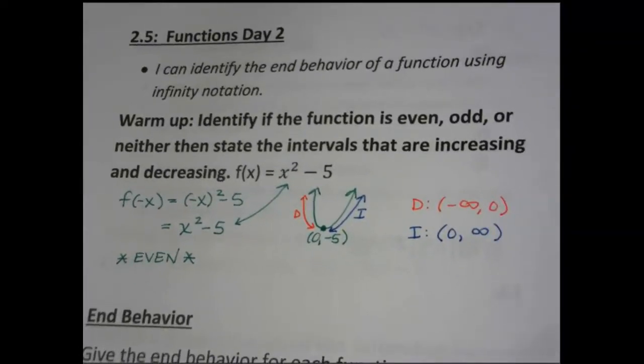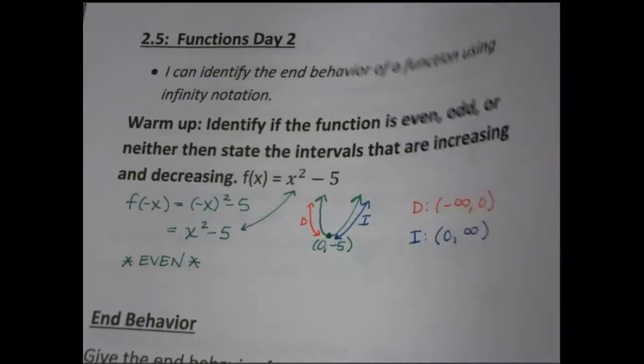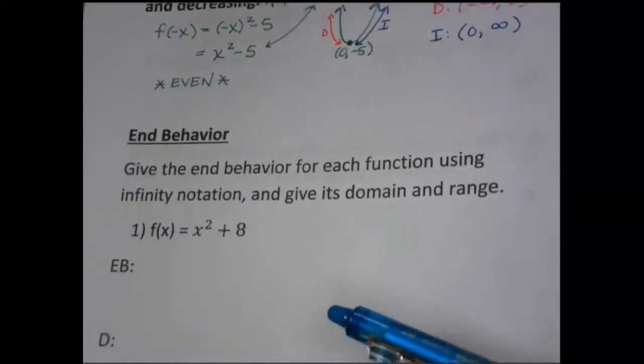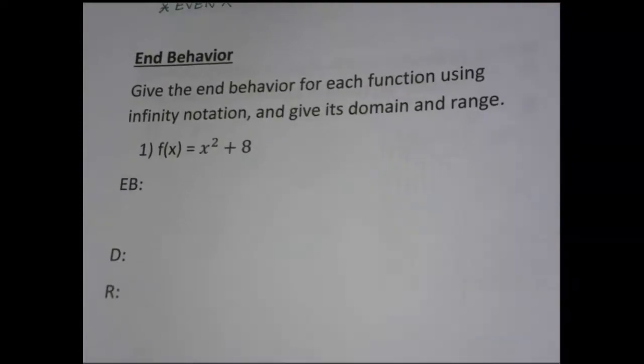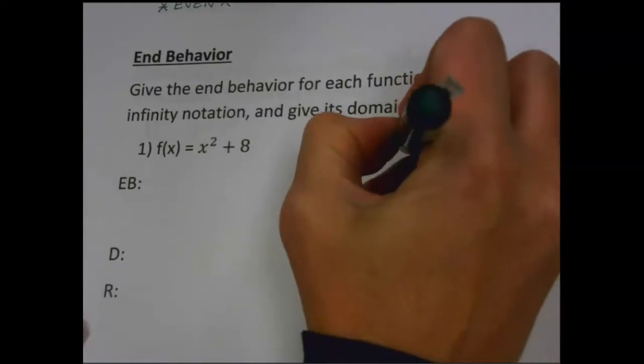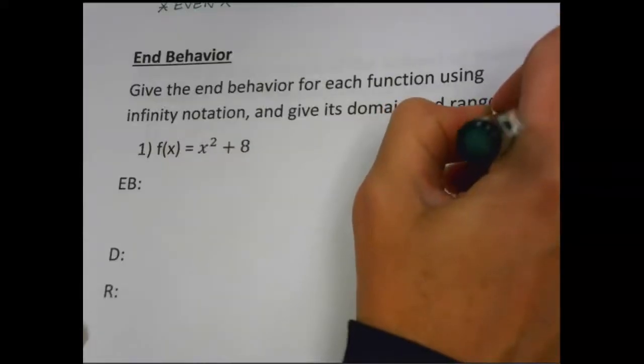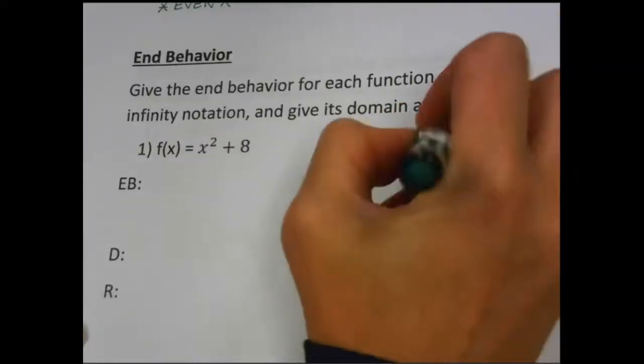So today we're going to add on to that. So we want to still be able to find if something's even, odd, neither, and where it's increasing and decreasing. But then we also want to talk about the end behavior. So when we are doing end behavior, we're going to write it in interval notation and also state the domain and range. So there's 2 things that you need to look at when you're doing end behavior. You need to look at the leading coefficient and the degree.